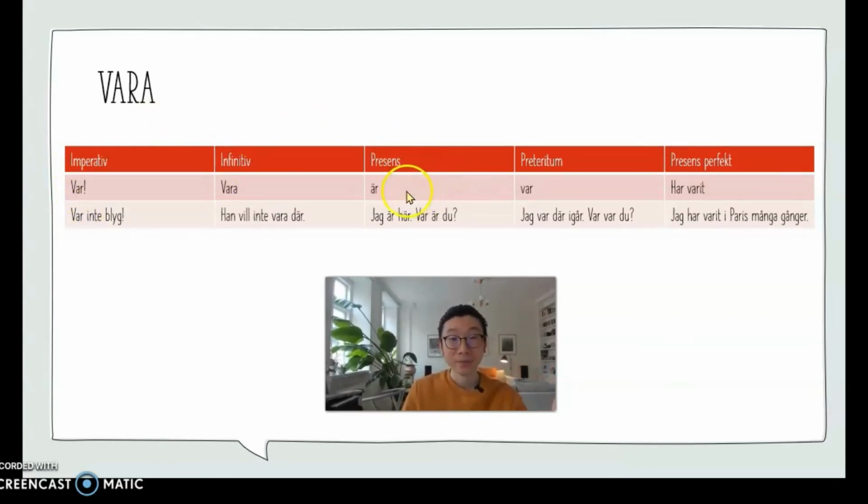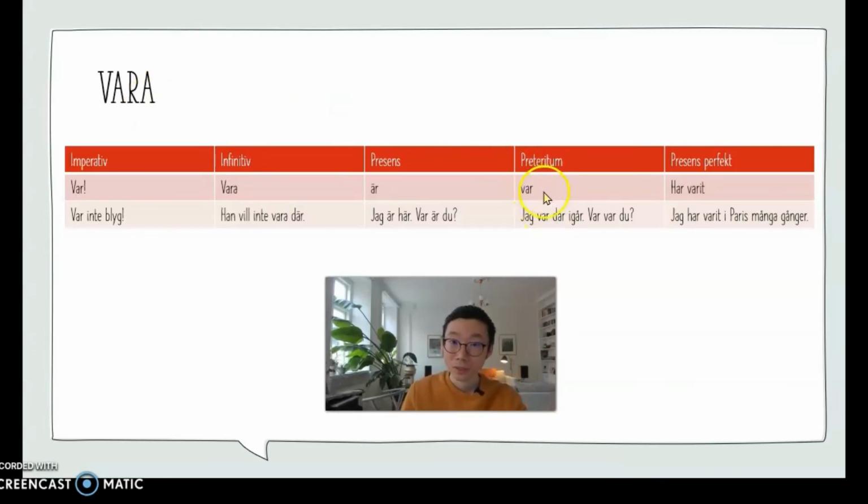Presens är, det är samma för plural eller singular. Är is the same for I and for you and for him or for they. It's always är. Jag är här. Var är du? I am here. Where are you? Jag är här. Var är du?